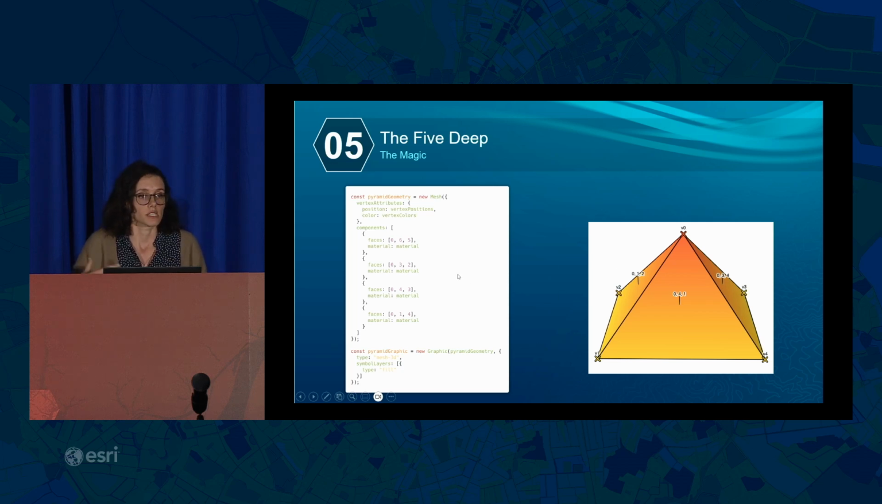And you can also set materials with different properties. Like you can set the metalness and all these cool things to make it shine. And then you add it to a normal graphic. So this is one thing that you might use.